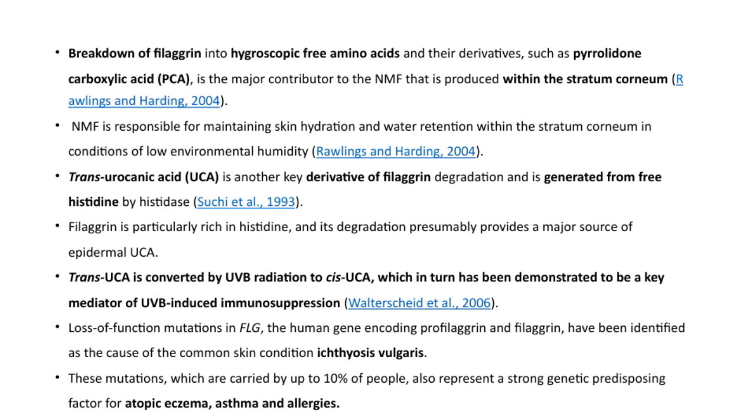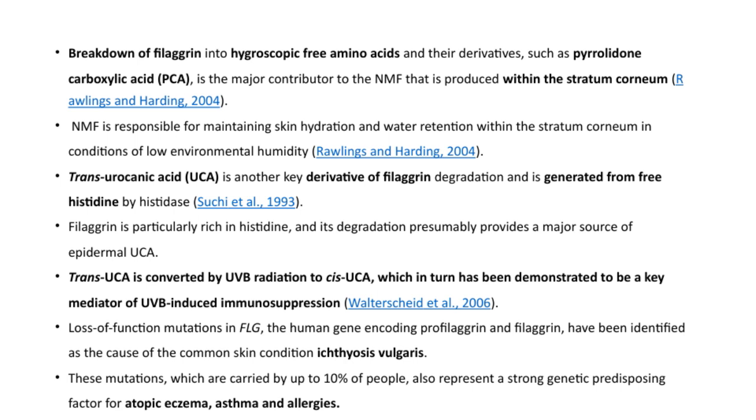Another important derivative of filaggrin degradation is trans-urocanic acid, or UCA. This compound is generated from free histidine, an amino acid abundant in filaggrin, through the action of an enzyme called histidase. Essentially, since filaggrin is rich in histidine, its breakdown provides a significant source of UCA in the epidermis.